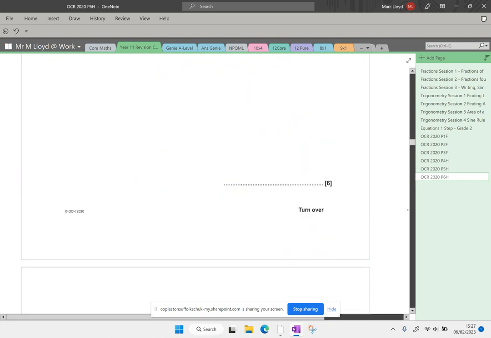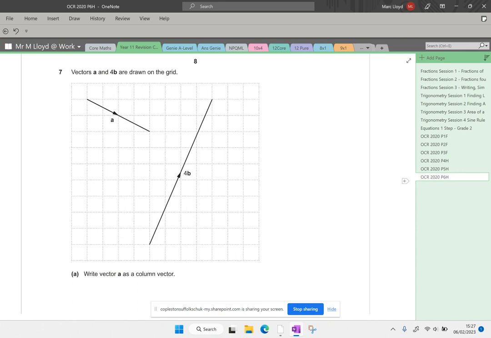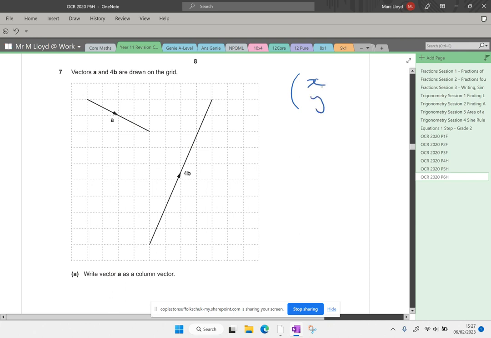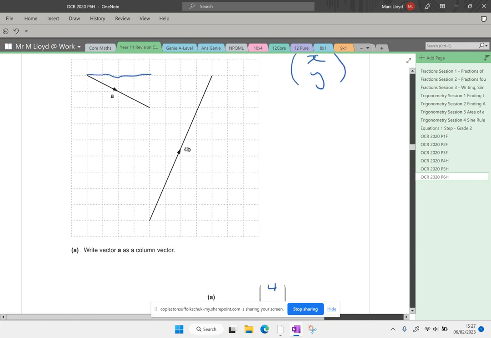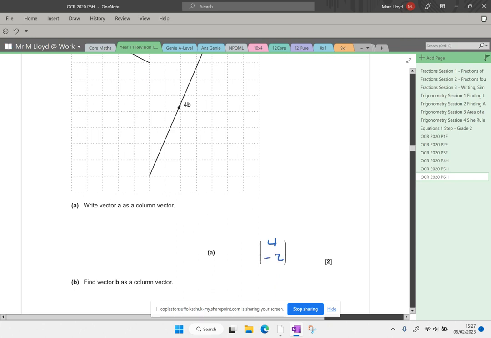Okay, question 7, 6 marks for that one. That's good. Okay, vectors A and B are shown on the grid. Right, A is a column vector. So X and Y movements. This has gone across 1, 2, 3, 4. Have I got a column vector there yet? So 4 goes on top, and it's gone down by 2 squares, meaning it's a negative 2.